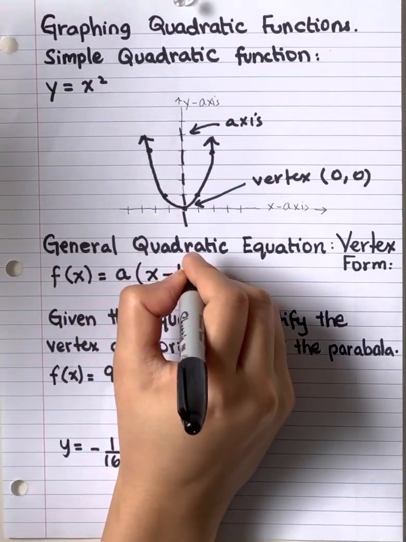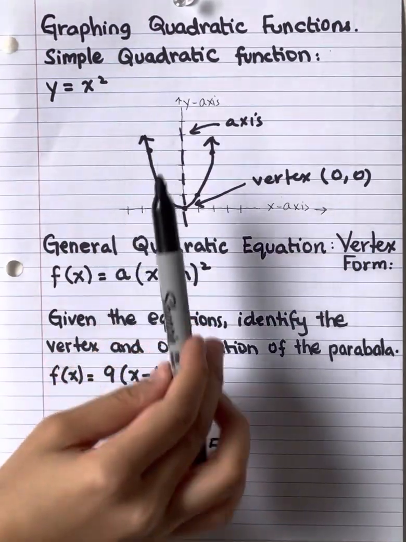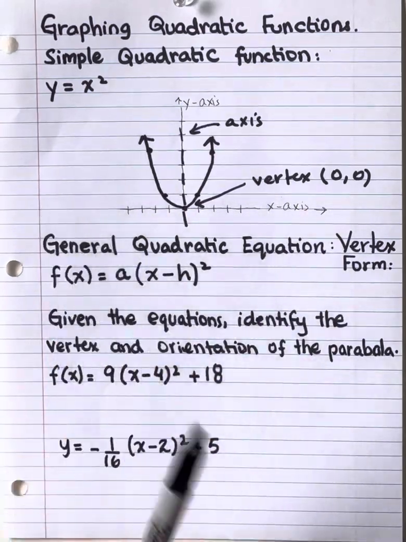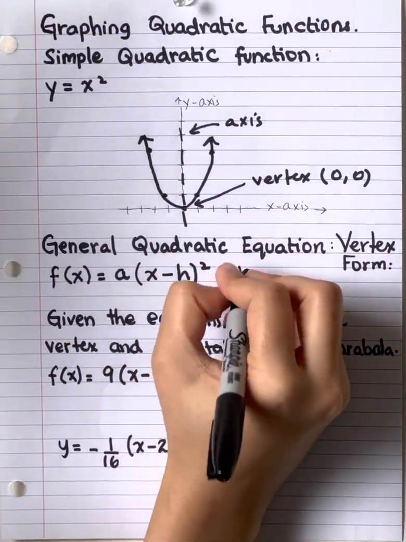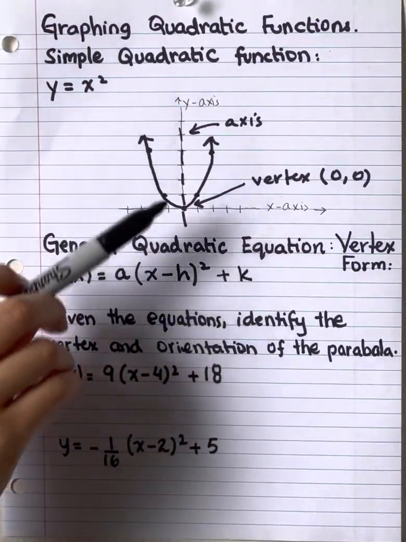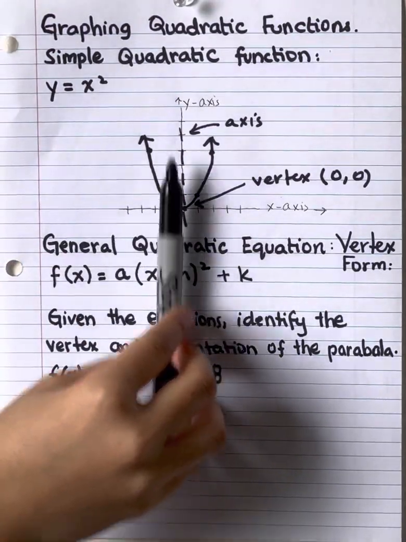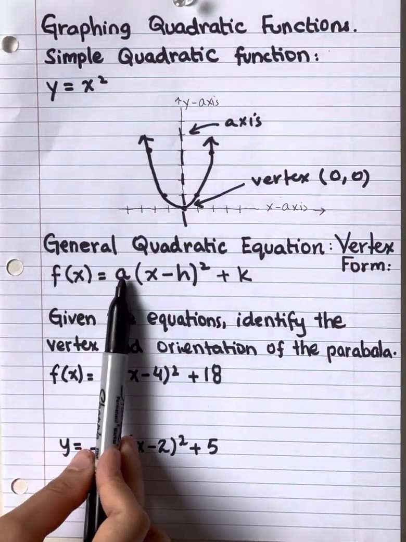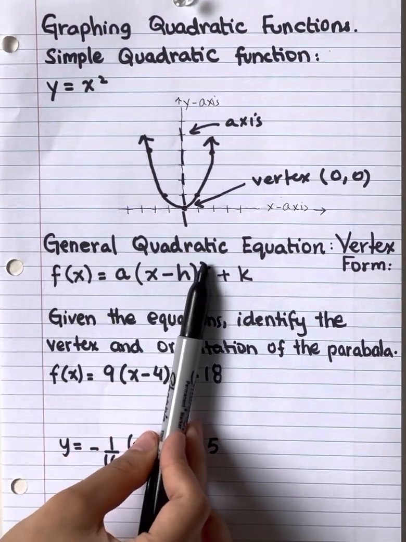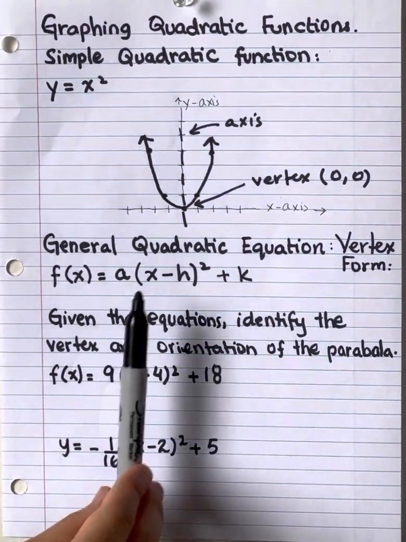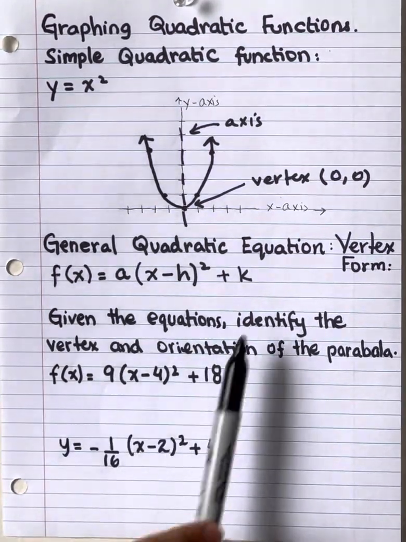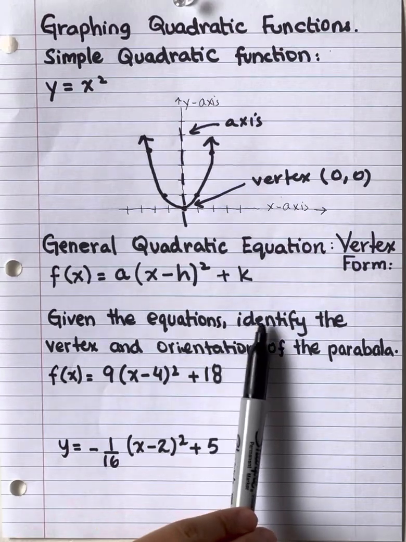Then (x minus h): h is going to shift our graph horizontally, so along the x-axis, plus k. K is going to shift our graph vertically, so along the y-axis. So this is our vertex form equation, where f of x is equal to a bracket x minus h bracket close squared plus k.